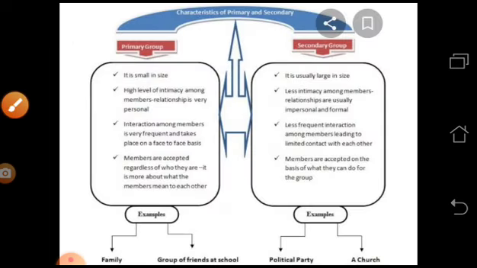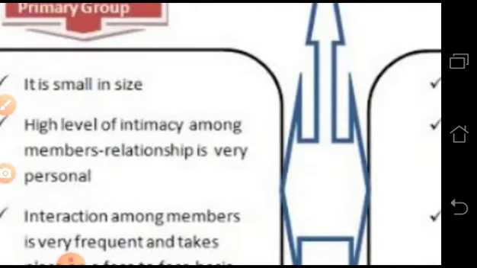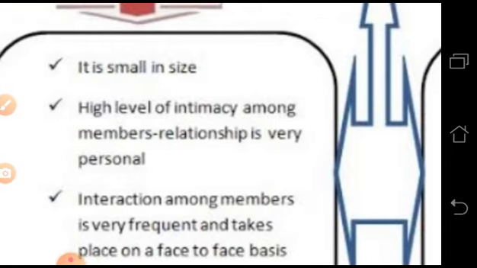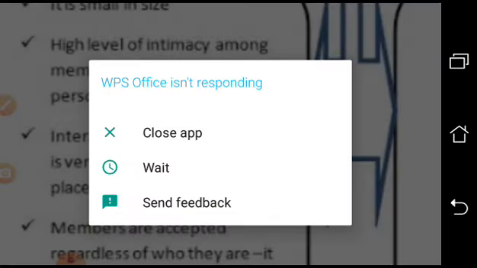Okay, let's see again the differences between these two. So primary group is small in size, with a high level of intimacy among members, and relationships are very personal. Interaction among members is very frequent and takes place on a face to face basis. Okay, so it is not like the other one. Every time this interaction takes place, it is mainly face to face. Most of the time it is happening face to face.